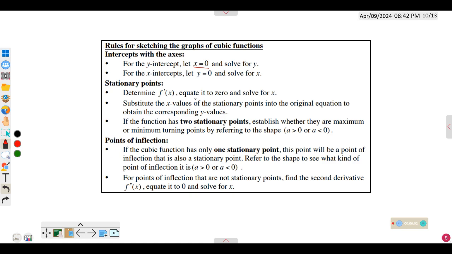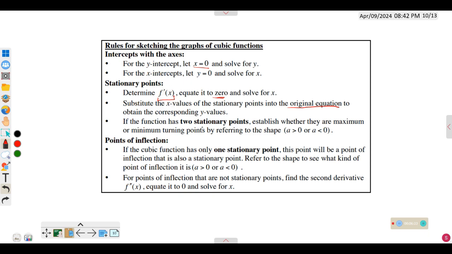We spoke about the stationary points. We said you should differentiate the original function for the first time, and then you equate to 0, then you solve for x. Then you substitute the x values that you will get back into the original equation. It's important for you to do that. Do not substitute into the derived equation.